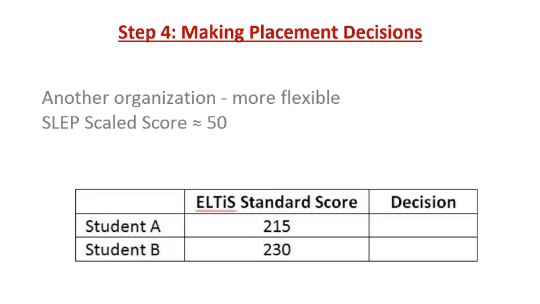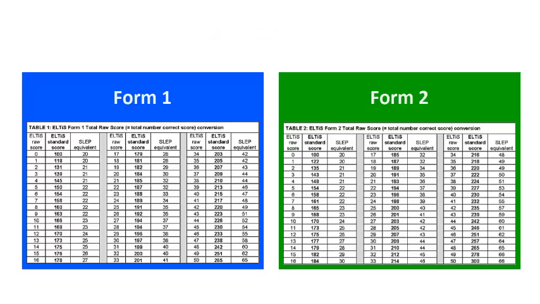Another organization may have used a somewhat flexible SLEP standard score requirement, with scores around 50 being acceptable, and they might accept student A conditionally. They might require extra English tuition, for example. You will find a SLEP equivalent for all the ELTIS standard scores in Tables 1 and 2 to guide your decisions about the requirements.